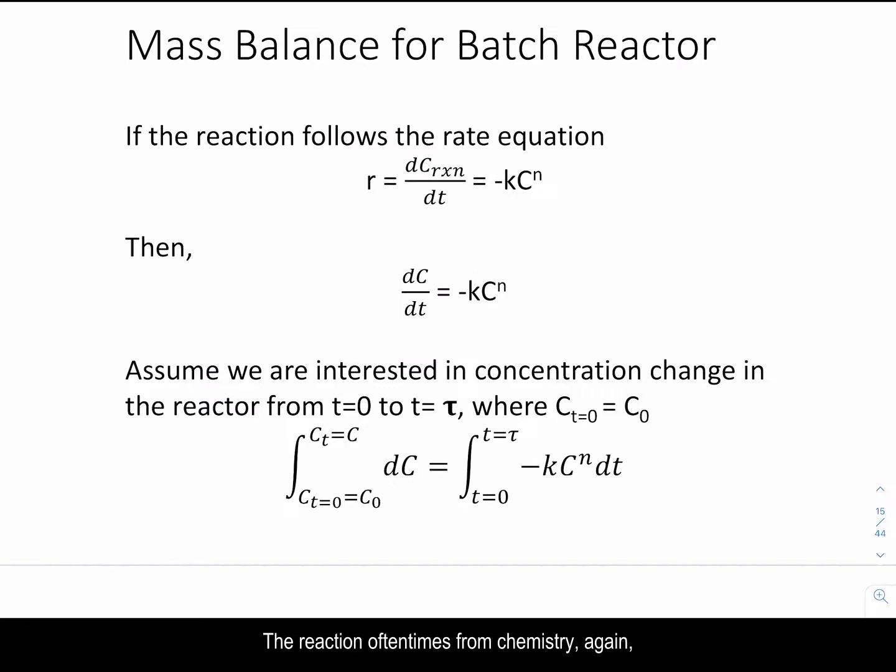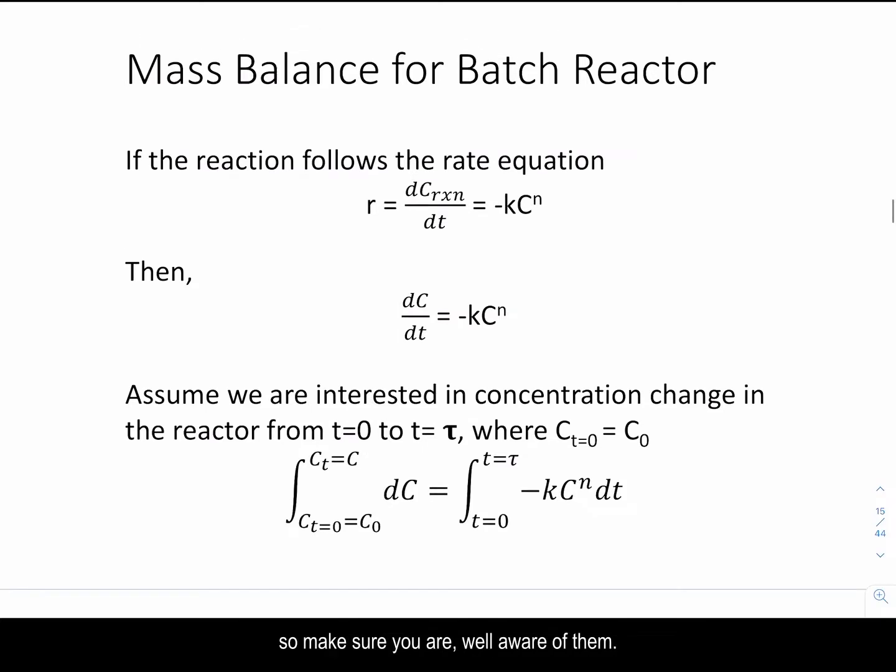And the reaction, oftentimes from chemistry, again, this is exactly where I'm saying that if you don't have any chemistry background, you'll struggle. And I'm not going to spend time teaching every single chemistry concept, so make sure you are well aware of them. Oftentimes the reaction follows a rate equation. And so this rate can be described as dC over dt, which is oftentimes in the form of minus kC^n, and this n can be 0, 1, 2, 3, and so on, right?